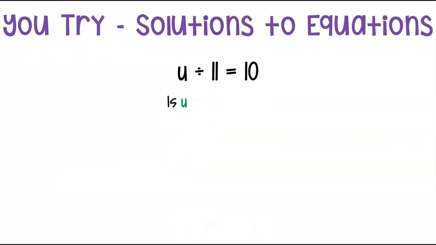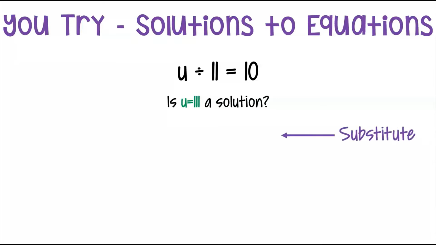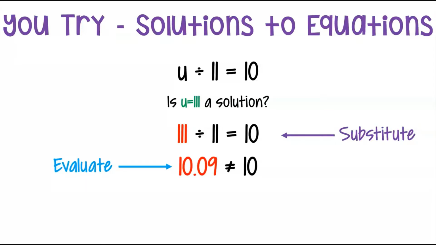All right, this one's a little trickier. We want to know if 111 is a solution to this equation. First step, just like always, is to substitute. Now here's where it gets a little tricky. When you actually evaluate this, you're going to find that this equals 10.090909. It's going to repeat. And that's really not all that important. What you need to figure out is that when you evaluate 111 divided by 11, you get something that's not exactly equal to 10. It's super close, but not quite there. Once you can prove that 111 divided by 11 is not equal to exactly 10, then you know that 111 is not a solution to the equation.